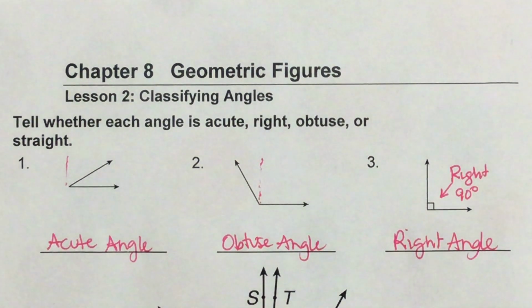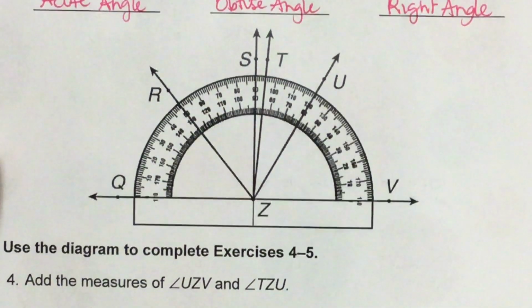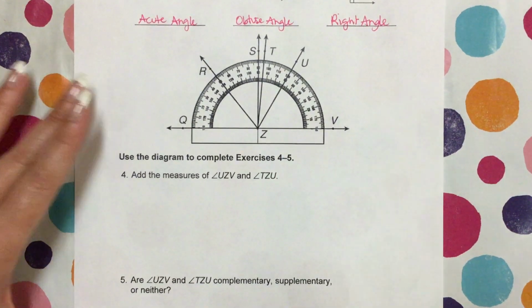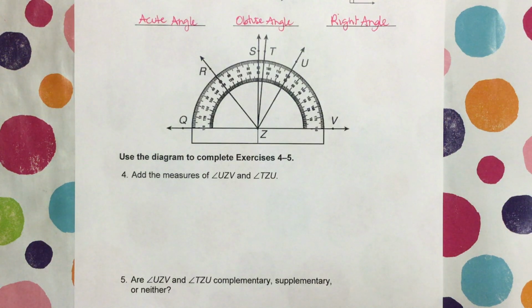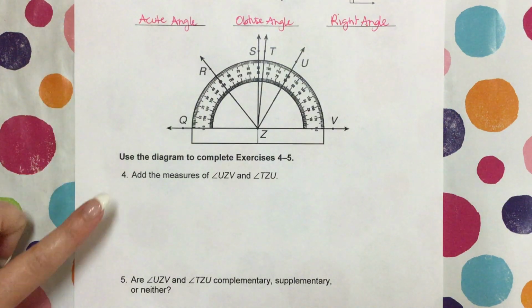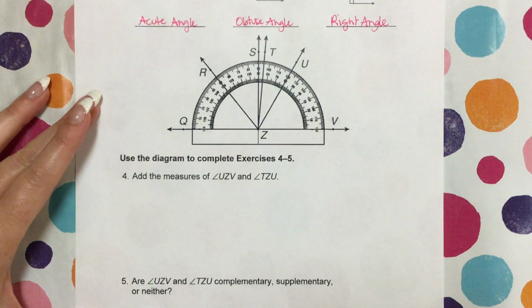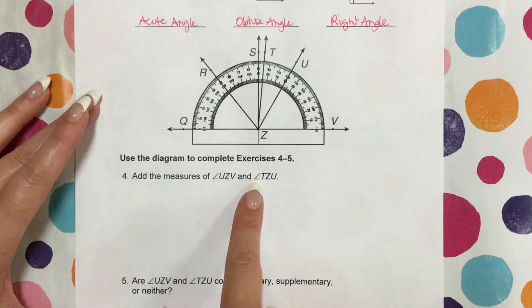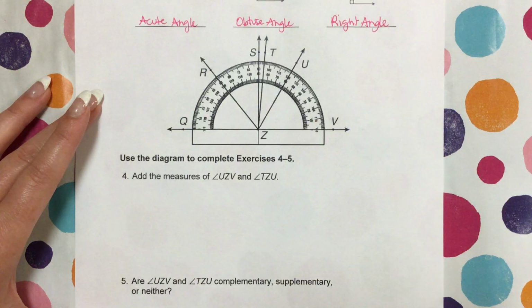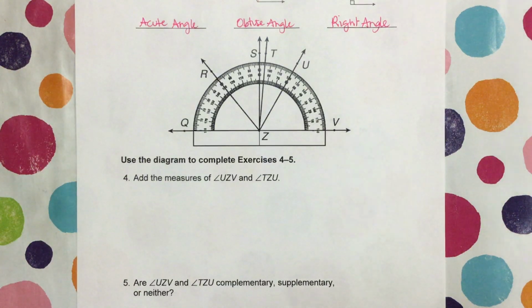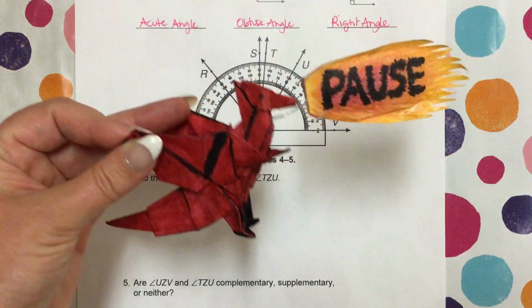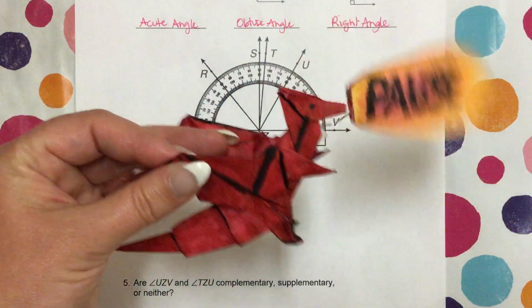Let's go ahead and move on to problem 4 and 5. With problem 4, let's just look at problem 4. It states to add the measures of angle UZV and angle TZU. So I want you to go ahead and do problem 4 only. Go ahead and press pause, work on problem 4. When you get done, press play. Okay, see you in a bit.